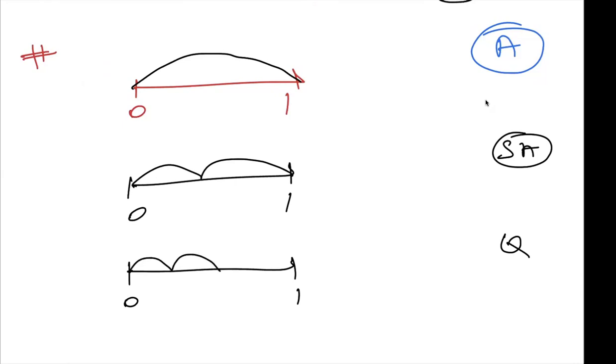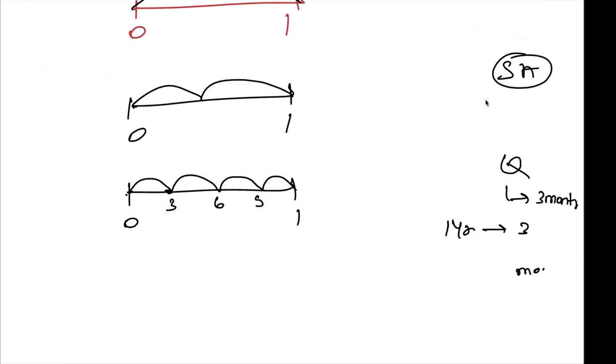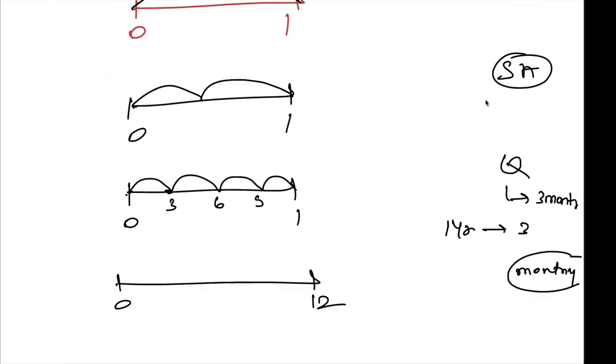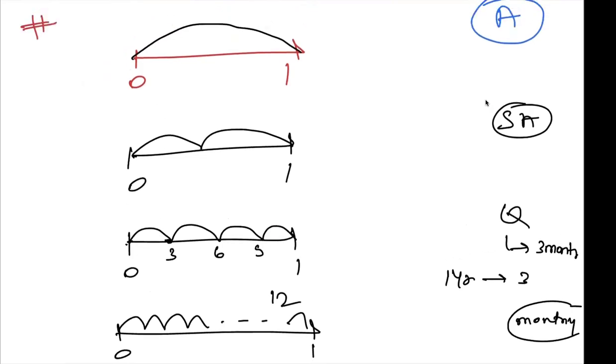4 times. Quarterly means what? 3 months. So if we have 1 year, how many times 3 months? So 0 to 3, 3 to 6 months, 6 to 9 months, right? And if it's monthly, how many times can compounding happen? Every month, 12 times. So 1, 2, 3, 4, and so on up till 12, right? So this is the concept of compounding.